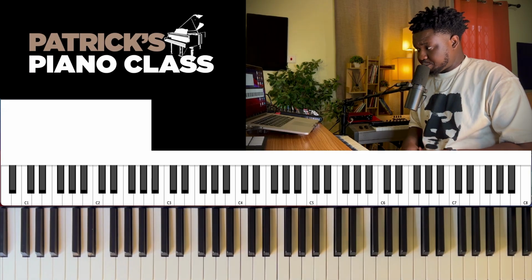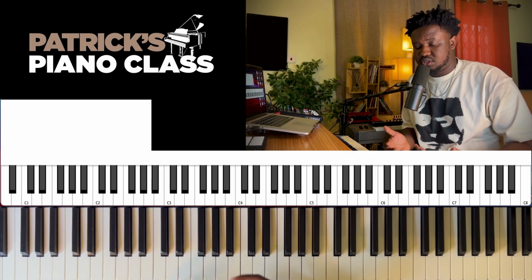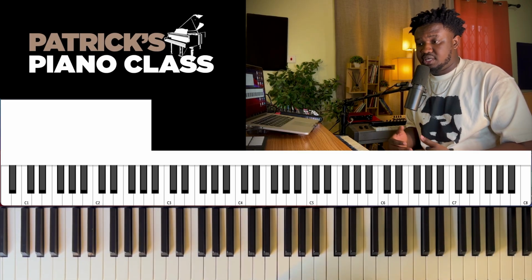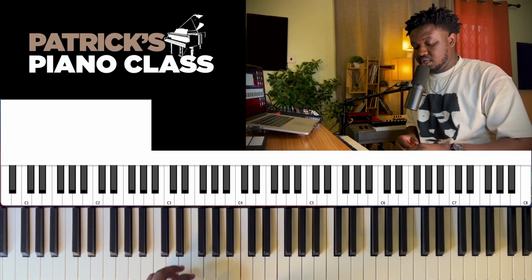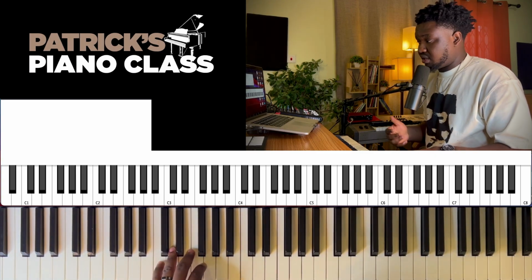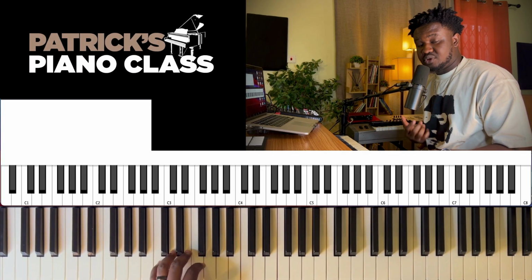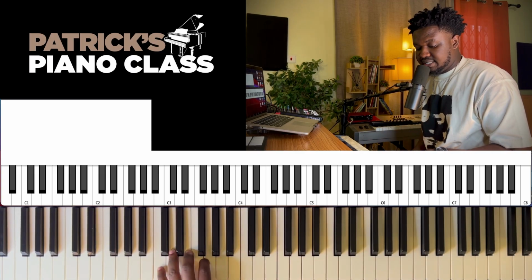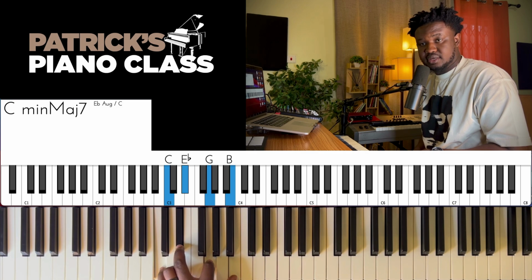So once we know our modes, we just go ahead and start building our chords. And how do you build a chord? In theory, basically, you build a chord using the interval of thirds. So we just pick our first mode, which is the melodic minor mode, and then we build the chord using the interval of thirds. 1, 2, 3.